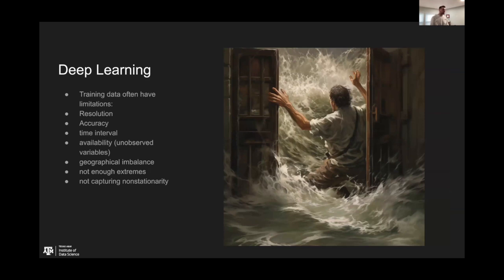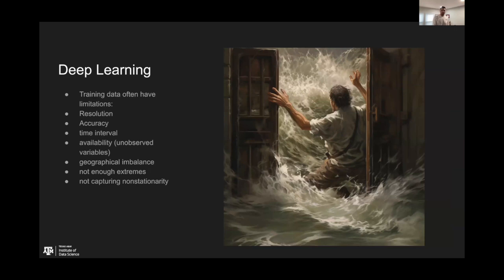Some limitations of deep learning are that training data have poor resolutions, so your model is only as good as your inputs. Like the expression goes, garbage in, garbage out. With deep learning, if your inputs have resolution issues, if the accuracy isn't as good as you'd expect, say there are some biases that we don't understand, or if you don't have the time interval you're looking for, say you're trying to understand water usage in Colorado, where there's the Colorado River Compact, the availability of this data might not be there. So it's very hard to predict that.